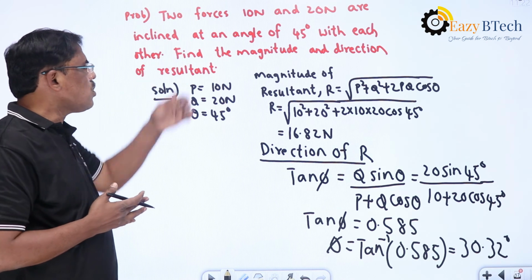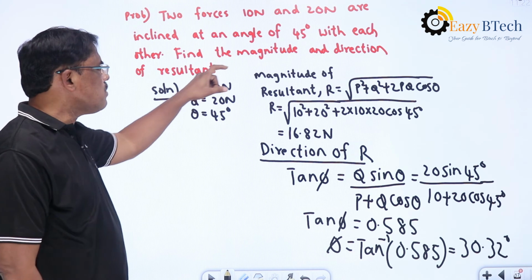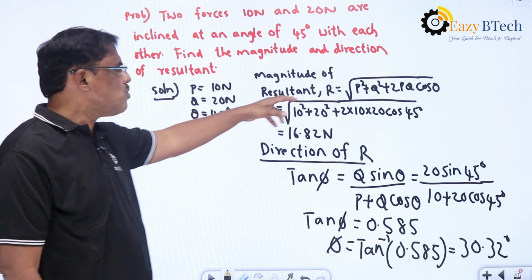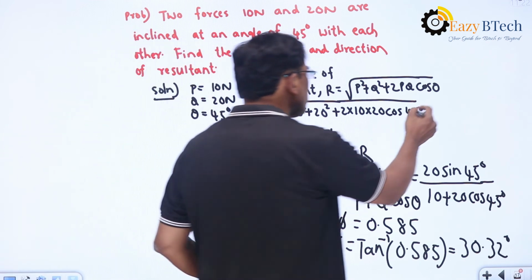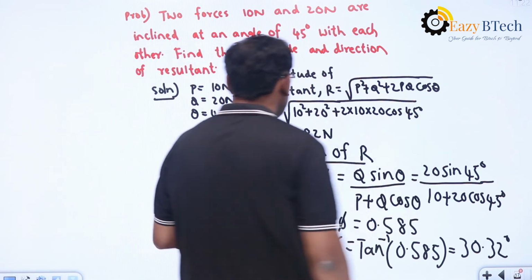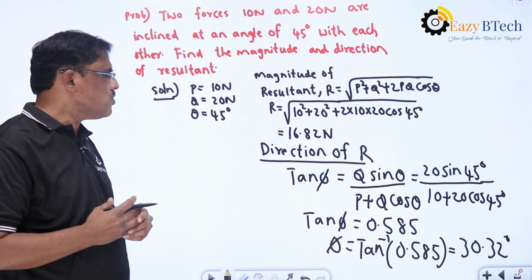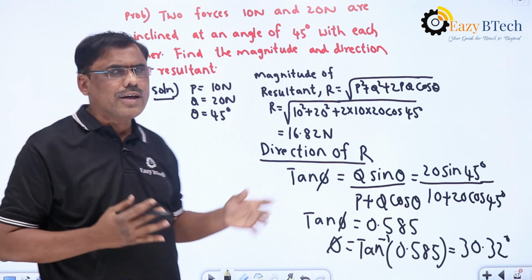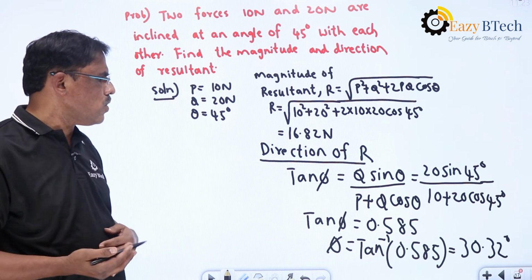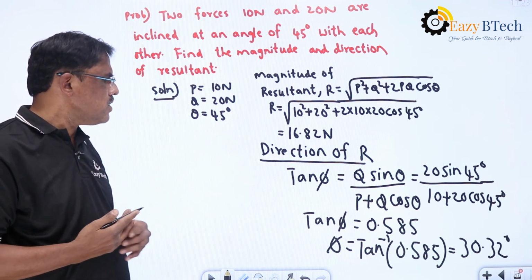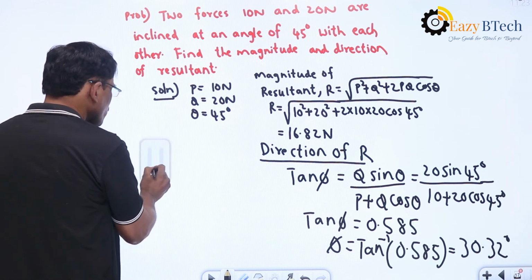So whenever you come across two forces and an angle, you remember, apply the parallelogram law of forces. R is equal to root over P square plus Q square plus 2PQ cos theta. And here substitute these values, and you get the resultant value 16.82 newtons, and then you go for the direction. So tan phi is equal to Q sin theta by P plus Q cos theta. So then you get 30.32.